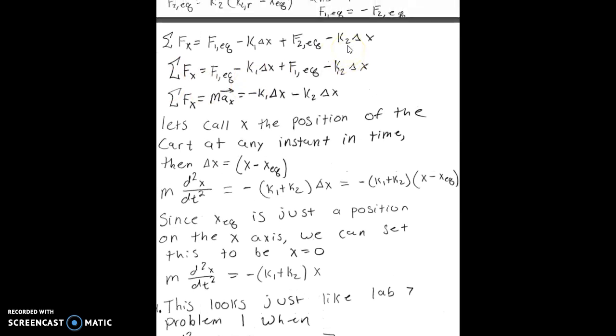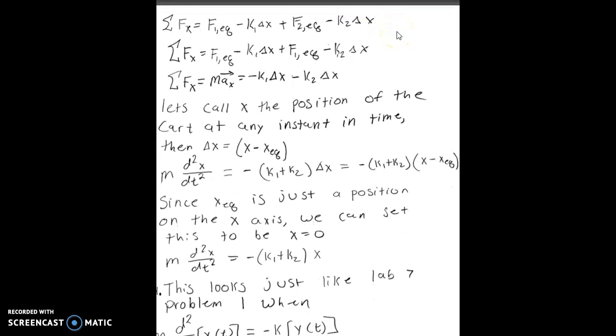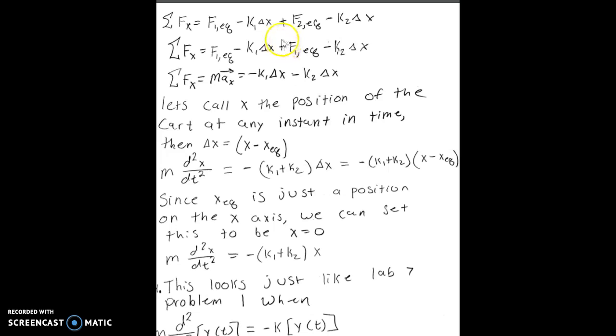So remember, F1 at equilibrium equals negative F2 at equilibrium. So this should be a negative sign right here because I replaced F2 with negative F1. And since this is a negative sign and this is a positive sign, these two terms would cancel each other out, and we're just left with negative K1 delta x and negative K2 delta x.